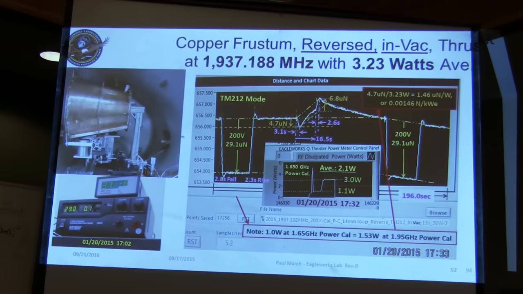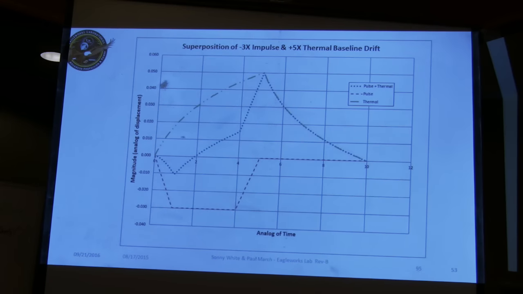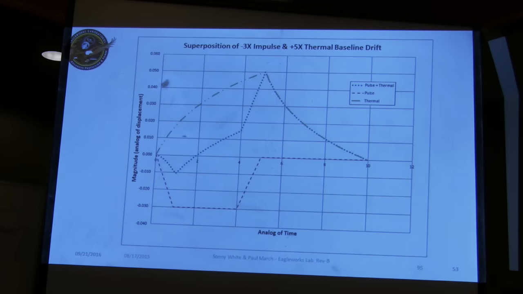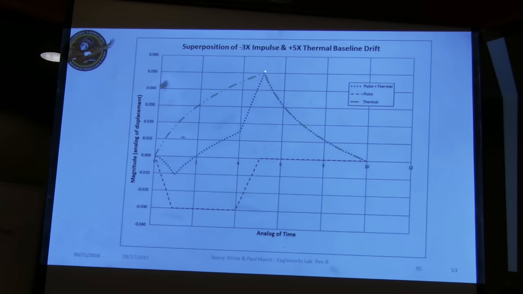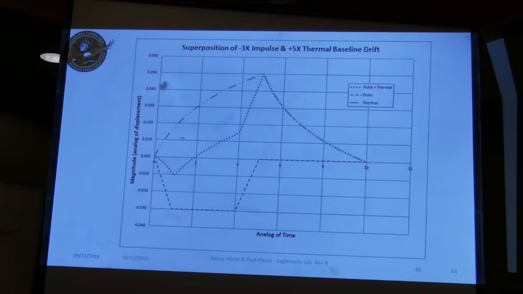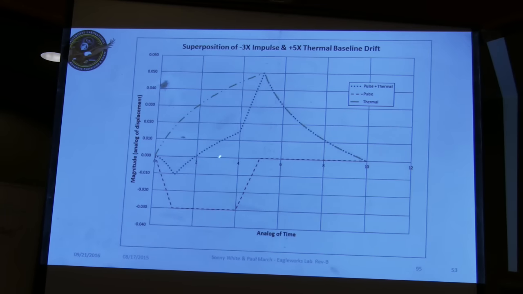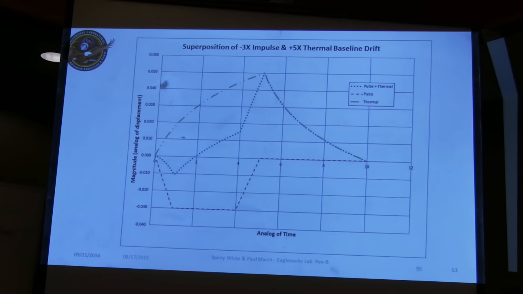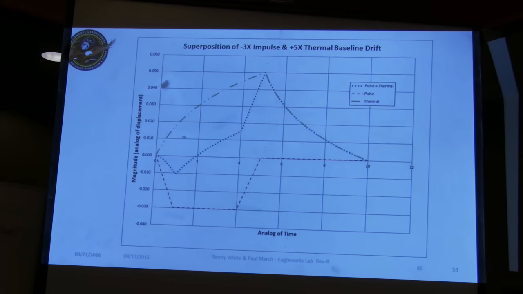Okay, next. Oh God. You'll see this in the JPP paper where we did thermal analysis where we superimposed an impulsive force with a thermal bias on the torque pendulum. And this is basically what you end up getting, the total shape. So that's gone into gory detail for 32 pages. Next slide.